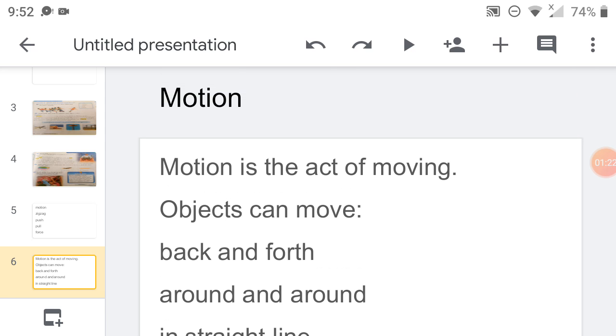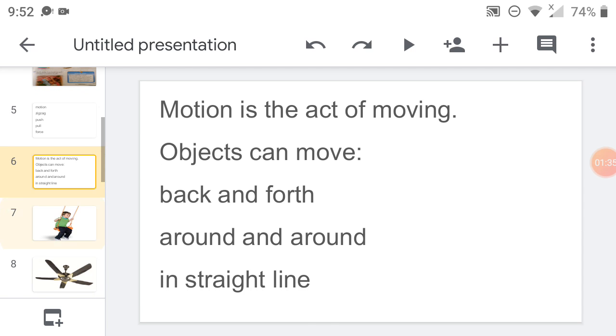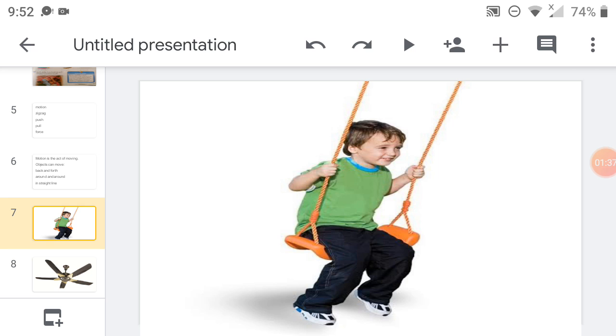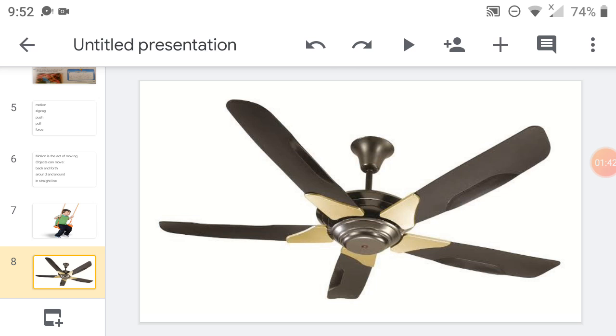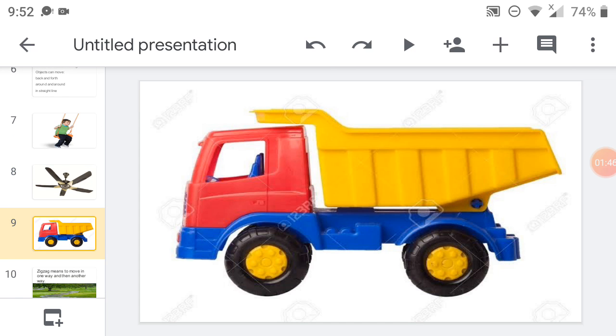First of all, it is about motion. Motion is the act of moving and objects can move in different ways. Objects can move back and forth, around and in a straight line as well. Have a look at this picture. A swing can move back and forth. The blades of a fan move around and around. You push a toy truck across the floor and the truck moves in a straight line. You may move the truck in a curve or a zigzag too.